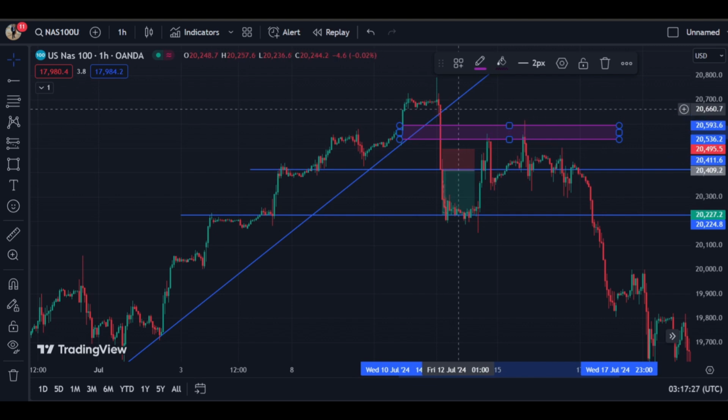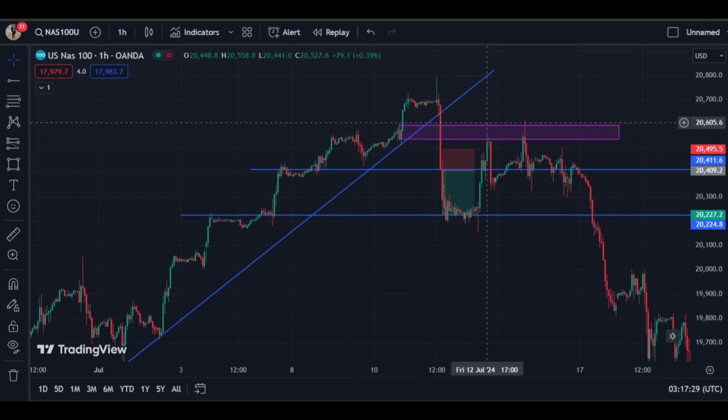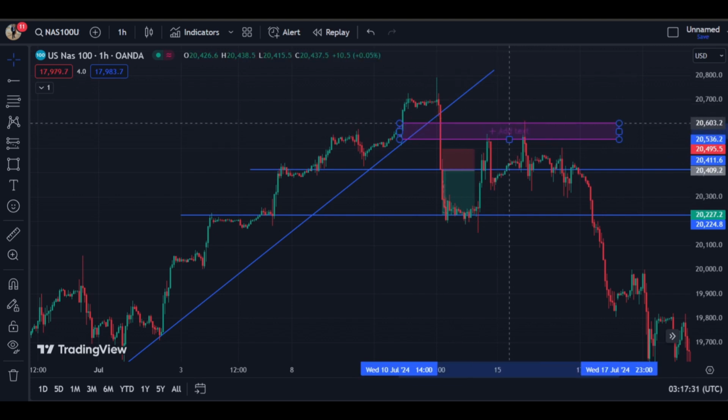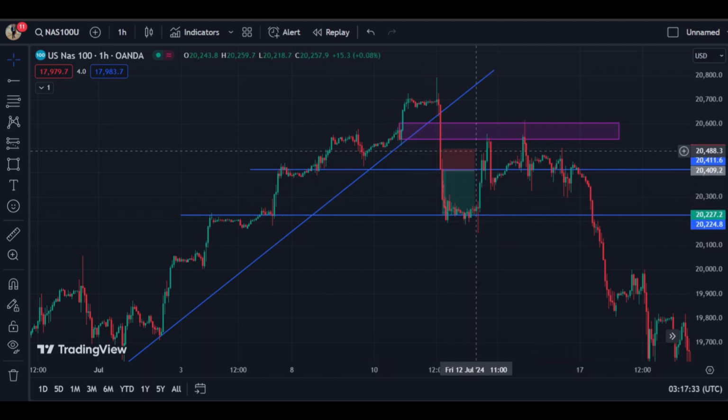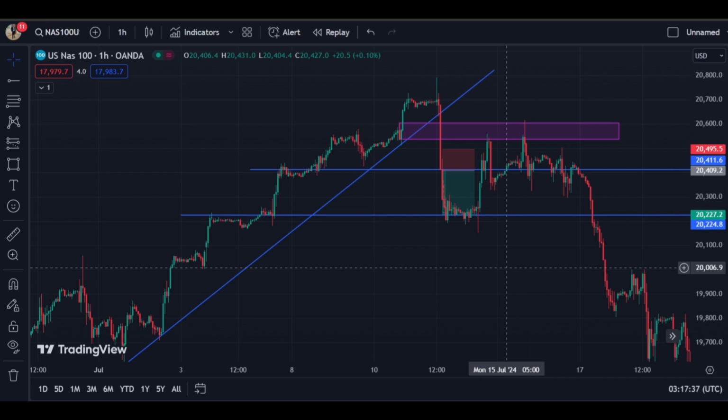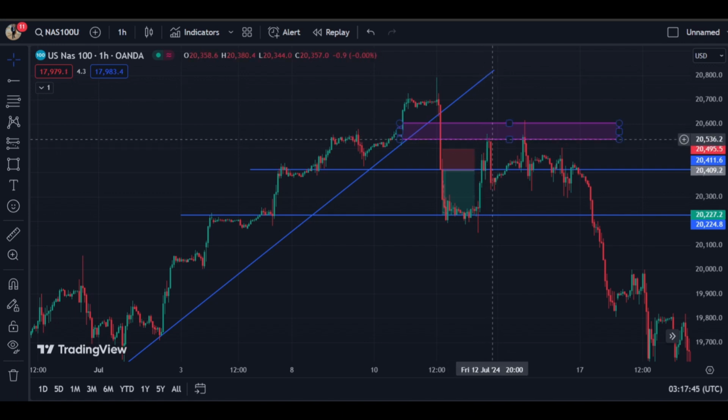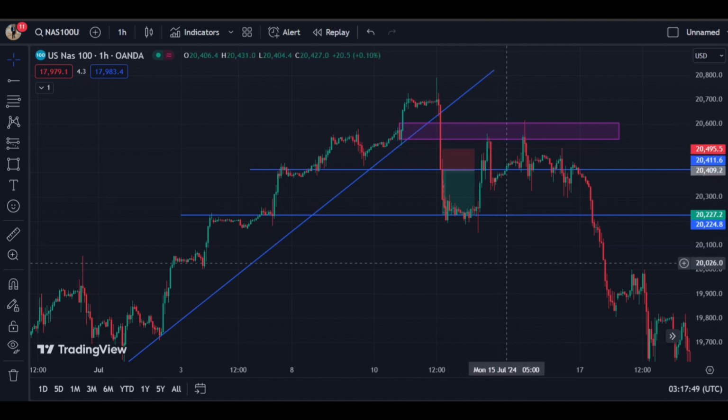So in my mind, what am I looking for? I'm looking for price to come back and test this zone before I enter, right? So what do we wait for? We wait for confirmation. Price has to come back here, and once it comes back here, it has to reject and leave some sort of confirmation that we're about to go.